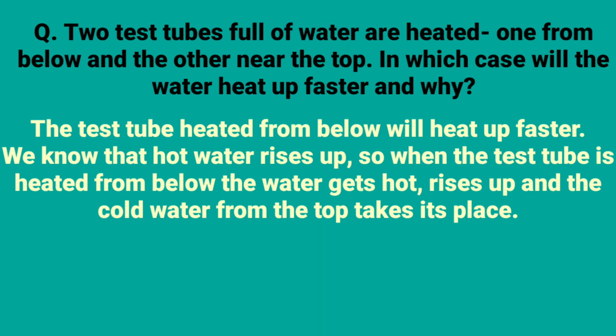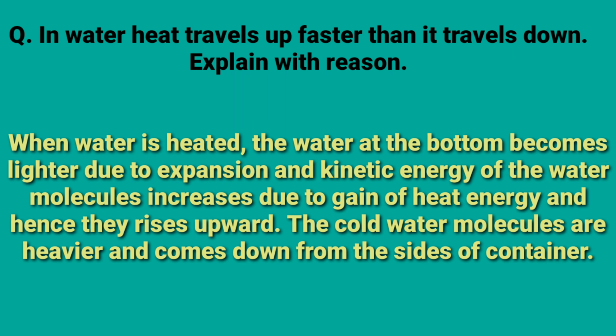The next question, two test tubes full of water are heated, one from below and the other near the top. In which case will the water heat up faster and why? The test tube heated from below will heat up faster. We know that hot water rises up. So when the test tube is heated from the below portion, the water gets hot and rises up, and the cold water from the top takes its position because it is heavier.